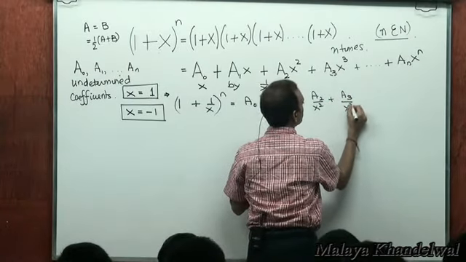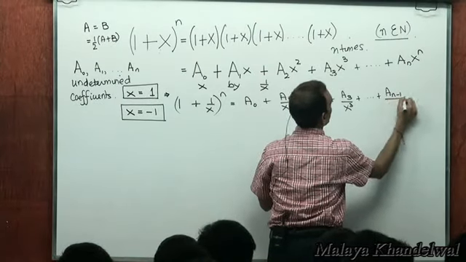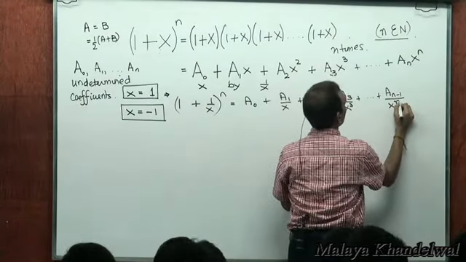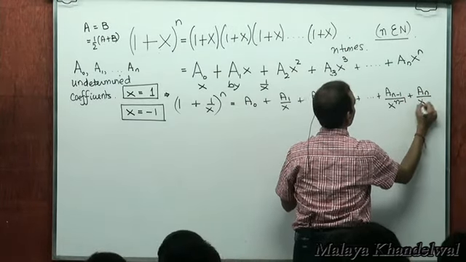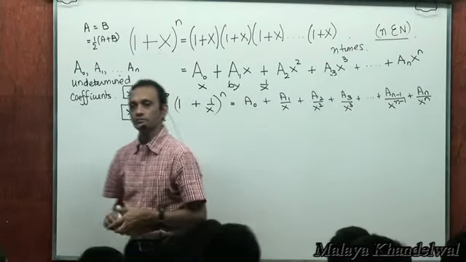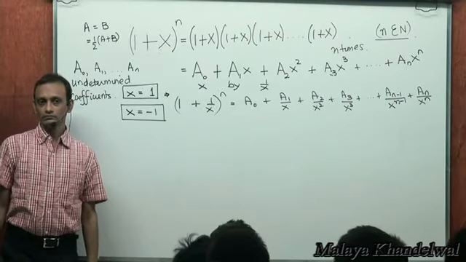plus a3 by x cubed, and so on up to an minus 1 by x power n minus 1 plus an by x power n. Yes or no? Is that not what you get? Right?